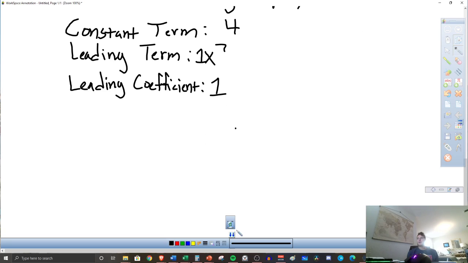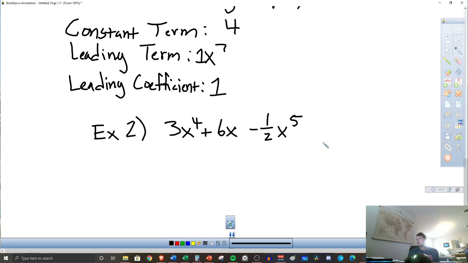Let's try this with another example. Let me get us another problem here to look at. Okay, this is a really good one. We have 3x to the 4th plus 6x minus 1/2 x to the 5th minus 1. Okay, first off, what are we going to name this? What is its name? How do we describe it?